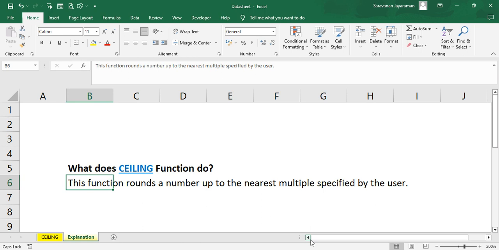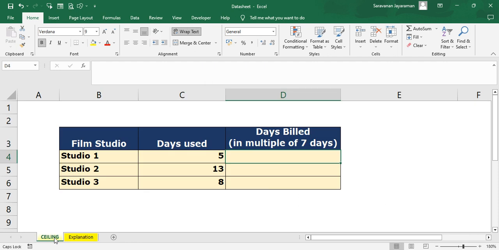In this video, we will learn the function ceiling. Now, what does this function do? This function rounds a number up to the nearest multiple specified by the user. Now, let's understand this with an example.